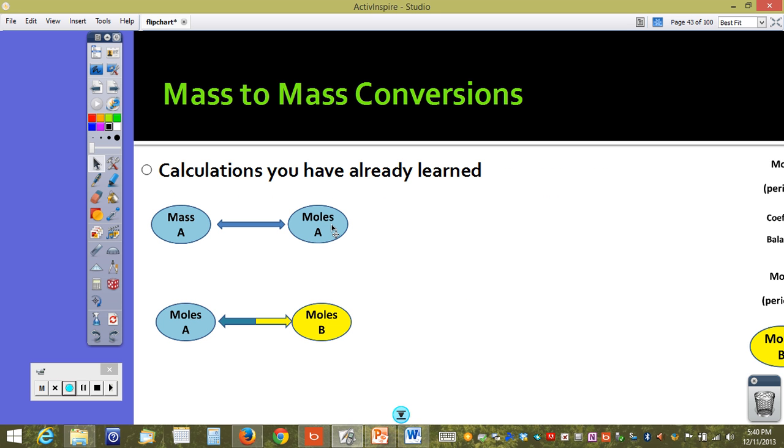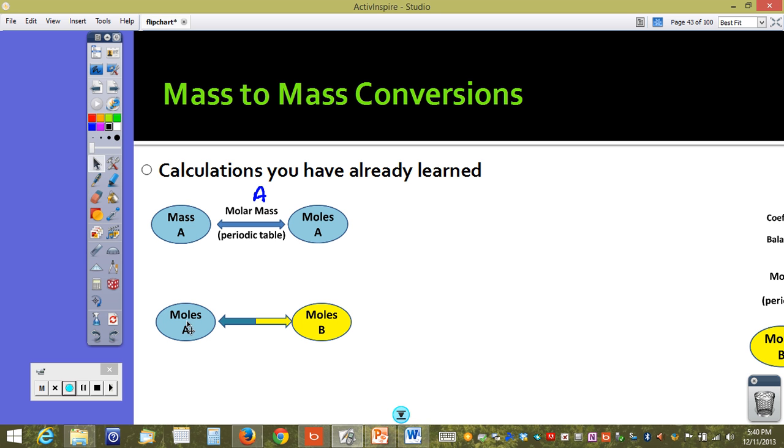There are two main calculations you have already learned. The first is how to calculate mass to moles or back again. Whenever going between mass and moles, you should use the molar mass from the periodic table. And this mass is for that compound. So it would be for compound A.